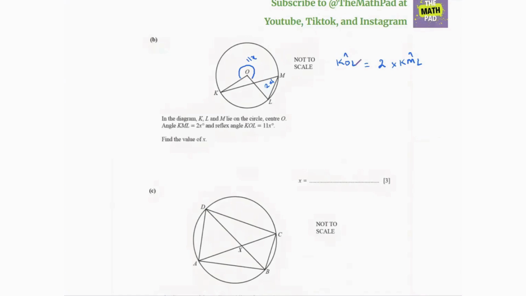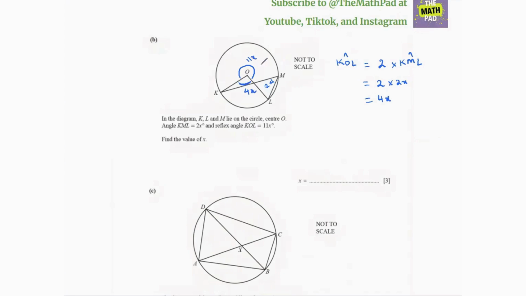That is a circle theorem. Angle at the center is twice the angle at the circumference. So that means 2 times 2x, which is 4x, is the inside angle over here. This is 4x.